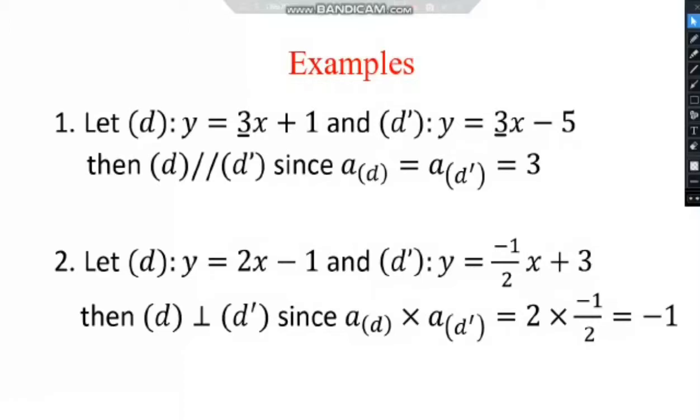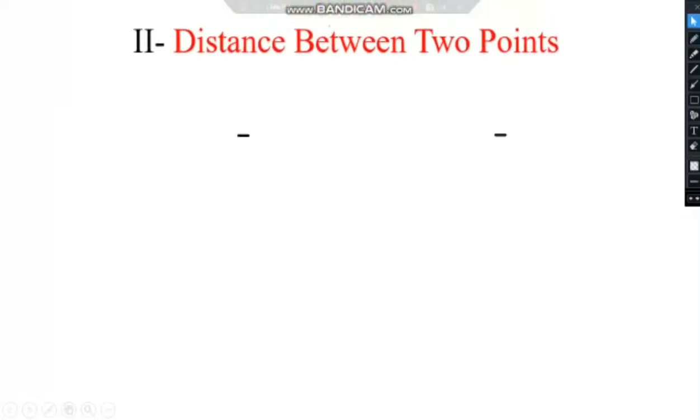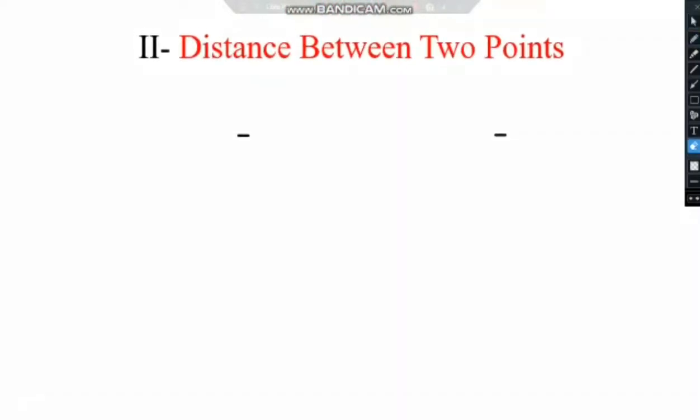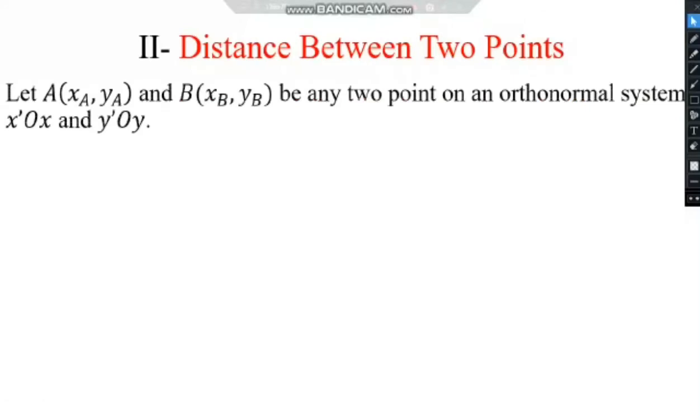Now we will move to the second point in our chapter. Here we are going to find the distance between 2 points, knowing their coordinates. So let A of coordinates xa, ya and B of coordinates xb, yb be any 2 points in the orthonormal system x'x, y'y. xa, ya and xb, yb are given numbers.